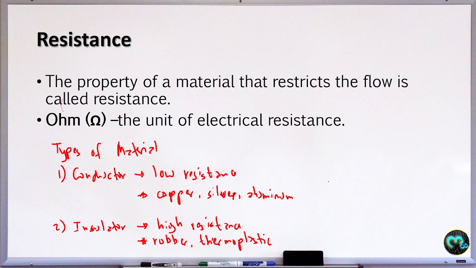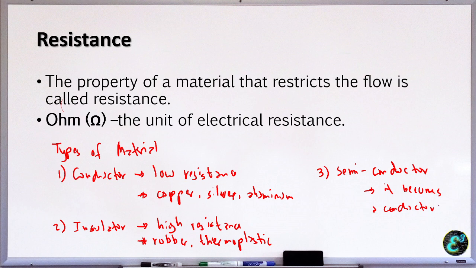When it comes to electronics, which we will also be tackling in our electrical components, there is a third type of material. That is a semiconductor. A semiconductor is a material that exists between a conductor and an insulator. It becomes a conductor at a certain temperature.